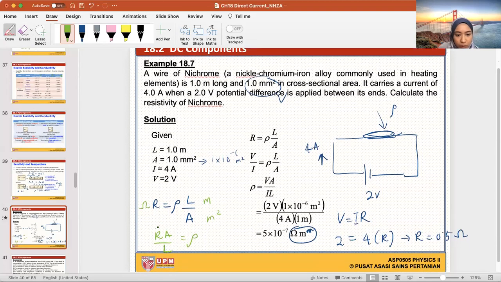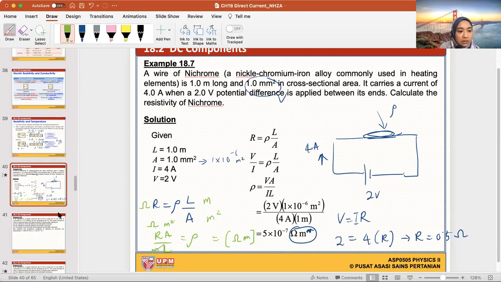So R is ohm, A is meter squared, and L is meter. So this cancels out. So rho is ohm meter. Okay. So if you don't remember what the unit is, just go over this basic equation, so you will get the answer.